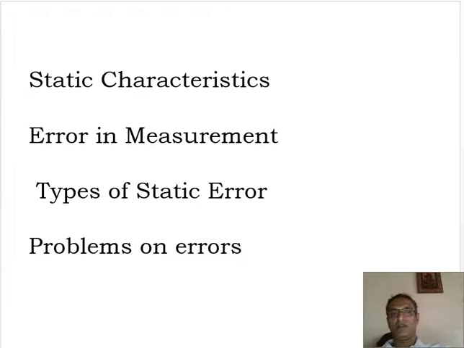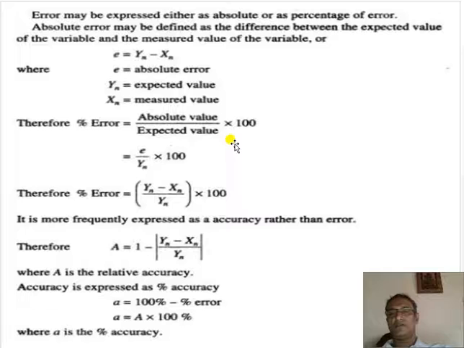Next, here we are going to use the equation that we used for the statistical error or percentage error. Once again I am going to repeat this. An error can be expressed either as an absolute error or as a percentage of error. Absolute error may be defined as the difference between the expected value of the variable and the measured value of the variable. That is what is known as E. That's what I said, E is equal to AM minus AA, measured value minus expected value.